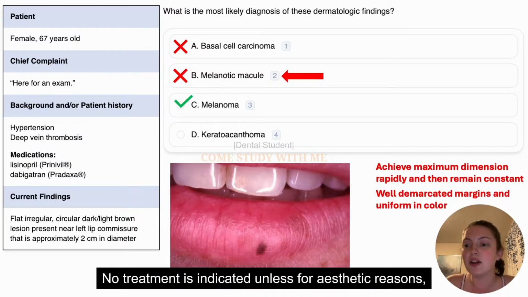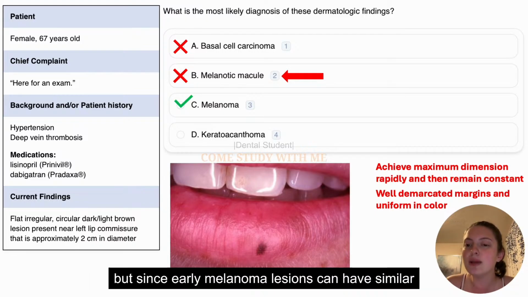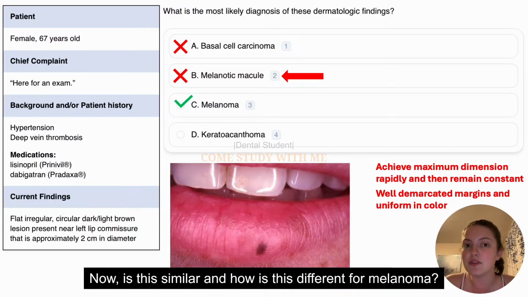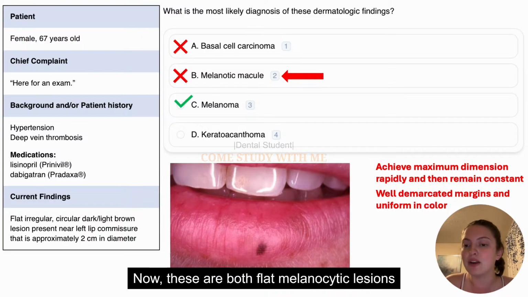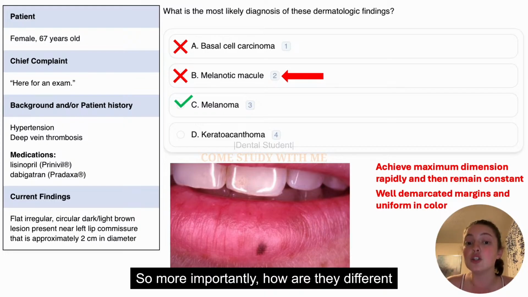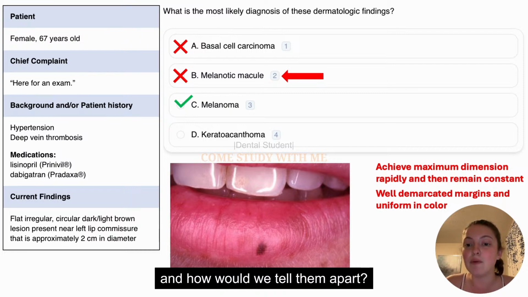They basically are just a flat area of darker skin, almost like a flat mole or a large freckle. No treatment is indicated unless for aesthetic reasons, but since early melanoma lesions can have similar appearances, they may be removed by excision biopsy to test them. Now, how is this similar and how is this different from melanoma? Both are flat melanocytic lesions that can present very similarly and can be located in similar areas. So more importantly, how are they different and how would we tell them apart?